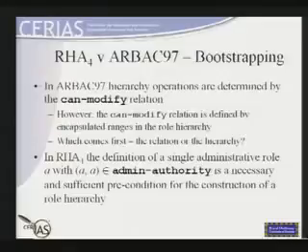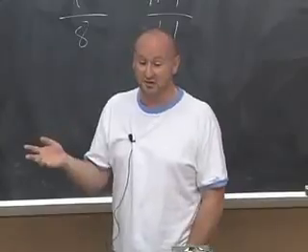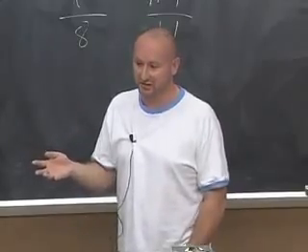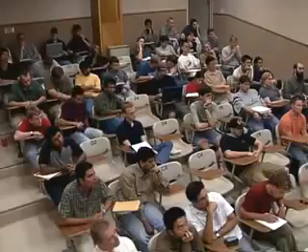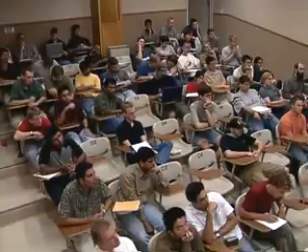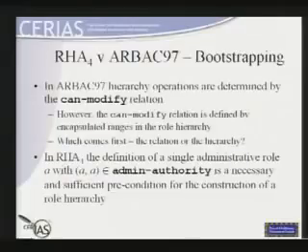But if you want to build a hierarchy, where are you supposed to start from? You've got no can modify relation. Remember, the can modify relation is static, so you can't change that. So where do you start? How do you actually get a role hierarchy in the first place?